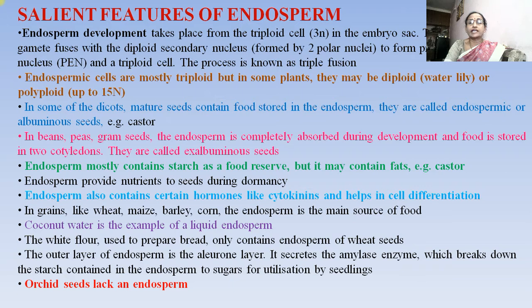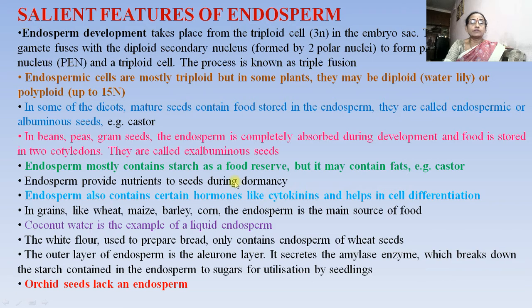In some dicots, the mature seed contains food stored in the endosperm. They are called endospermic or albuminous seeds, for example castor. In bean, peas or gram seeds, commonly called pulses, the endosperm is completely absorbed during development and food is stored in the cotyledons. They are called exalbuminous seeds, meaning without endosperm, because the endosperm is already consumed by the seed.